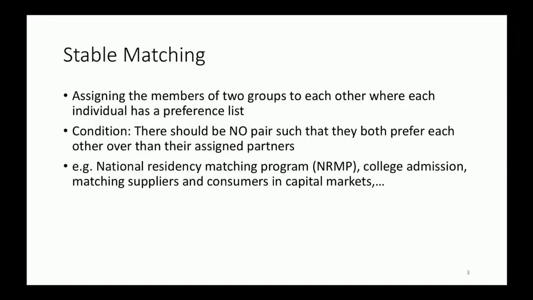So a stable matching is the process of assigning the members of two groups to each other one by one, where each person has a preference list. This preference list shows how a person values each person of the other group. The assignment should satisfy one condition: there should be no pair such that they prefer each other over their already assigned partners. Stable matching is used in many applications, for example, in the National Residency Matching Program, where a group of medical students are matched to residency programs. Stable matching is also used in capital markets to assign consumers and suppliers.